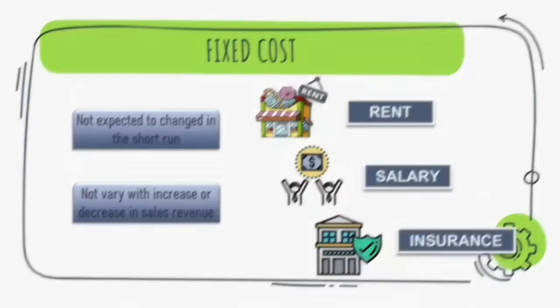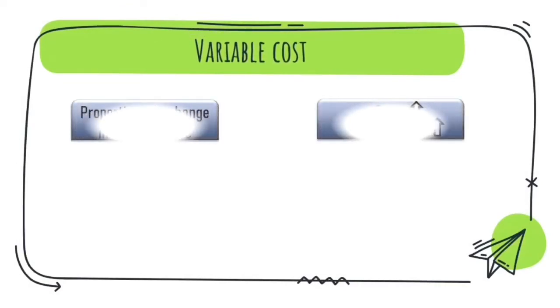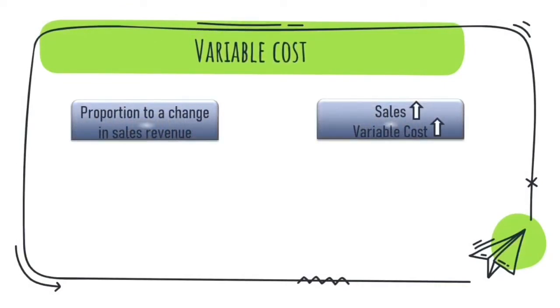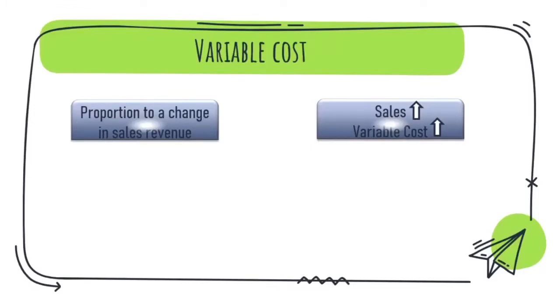every month it is fixed, you have to pay 5,000 per month. The variable cost is proportional to the change in sales revenue. So this cost normally follows your revenue, meaning that if your sales increase, your variable cost will increase. That's why we call it variable. It changes according to your sales. A good example is food cost and beverage cost. It's common sense. If you sell more food product, automatically your variable cost will increase.